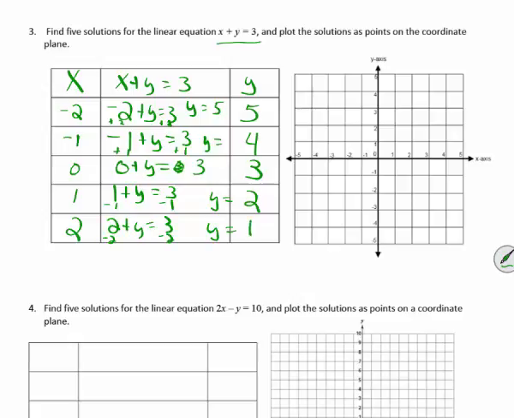So these are now points that I can put on my graph. So this would be the point -2, 5. This would be the point -1, 4. 0, 3, 1, 2, and 2, 1. And it should make a beautiful straight line. If it does not, it means you've done something wrong.